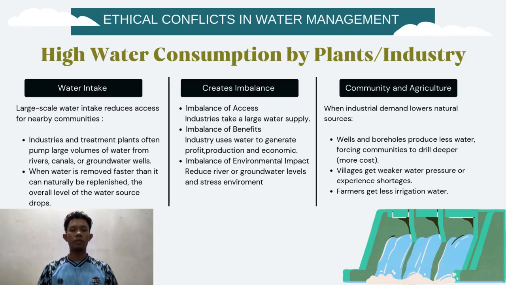Lastly, community and agriculture. When industry takes too much water, rivers produce less water, villages face weaker water pressure, and farmers receive less irrigation water. This shows how one sector affects many others.